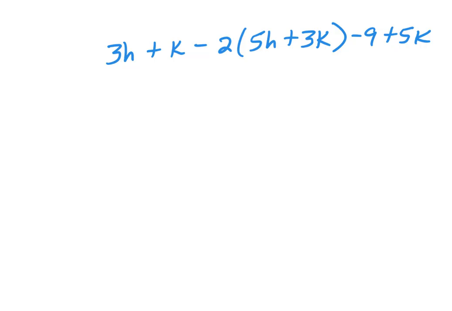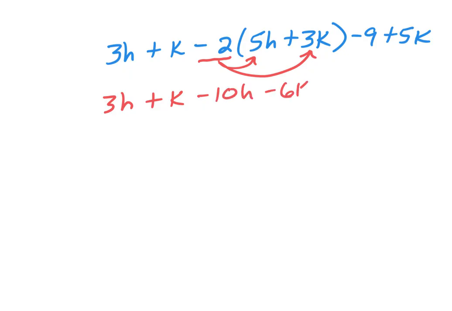Distribute, okay? And here's where you got to be really careful. When I distribute, because there's a negative or a minus sign in front of the 2, when I distribute it, that minus sign is going to distribute with that 2. So this becomes 3h plus k minus 10h minus 6k minus 9 plus 5k. So really got to watch your signs.